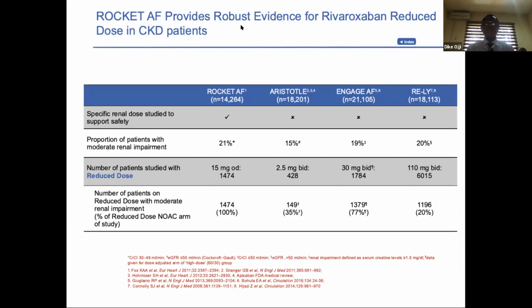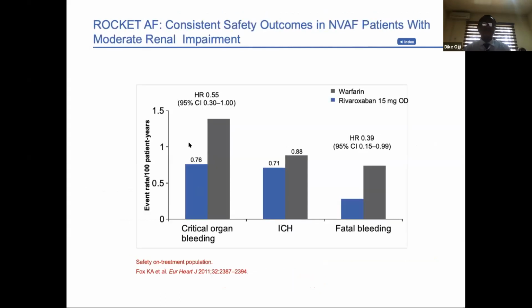And ROCKET AF provides robust evidence that reduced-dose rivaroxaban, at about 15 milligrams per day, is effective in preventing stroke in CKD patients. You can see, in 100% of the patients, it's quite effective.